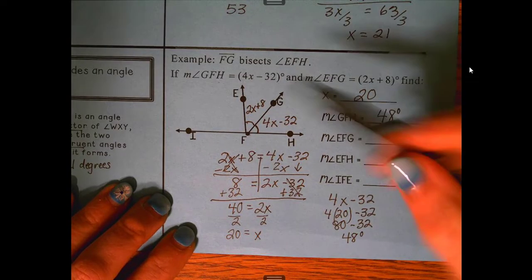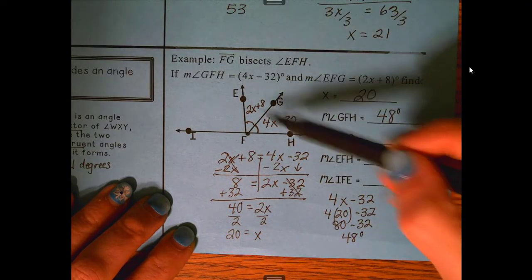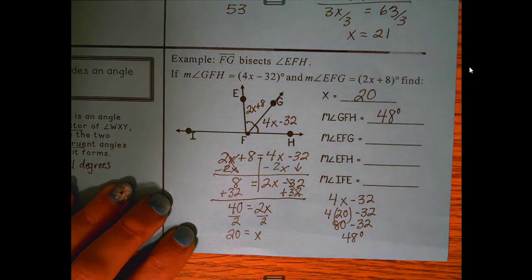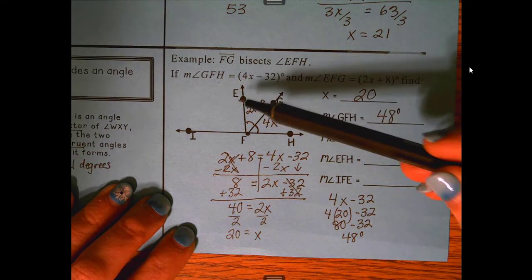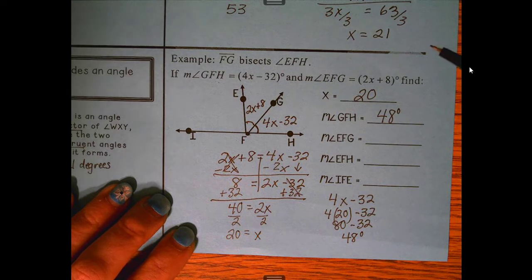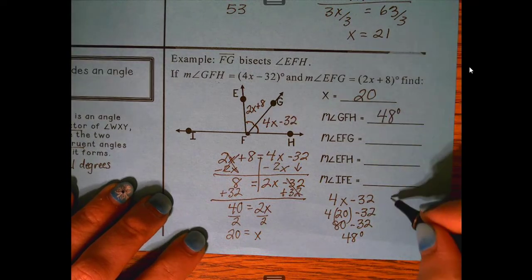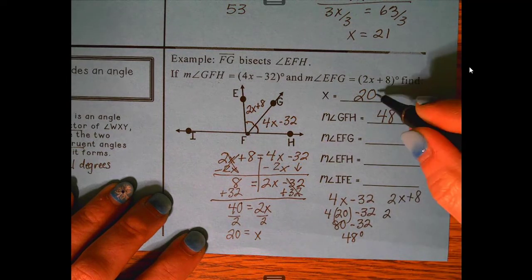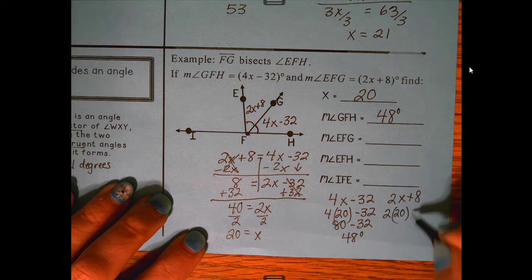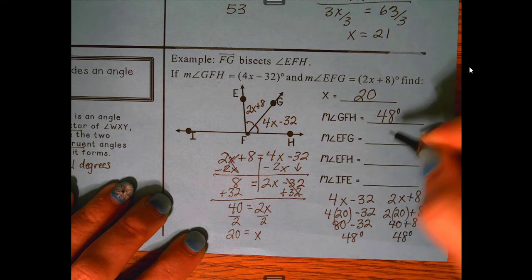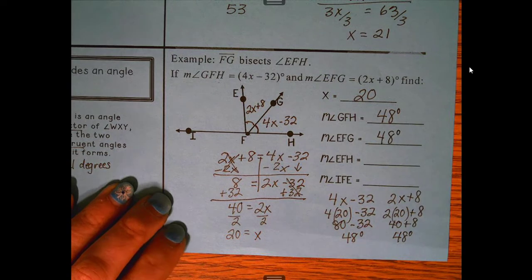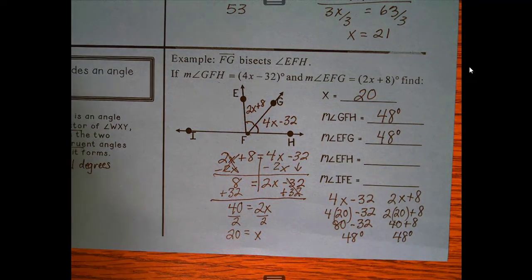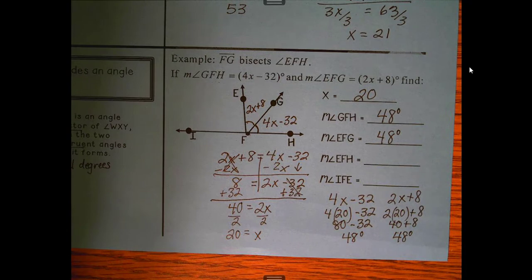All right, EFG. Now we know that these two angles are congruent, but I'm going to be a good mathematician and substitute in just to make sure I get the same degree. So EFG is 2x plus 8. I'm going to substitute 20 in, that's what my x is. Oh, awesome. 2 times 20 is 40 plus the 8. 48 degrees also for EFG. Yes. All right, awesome.